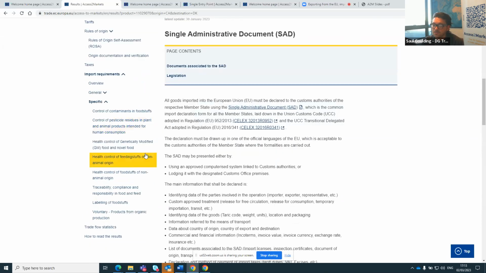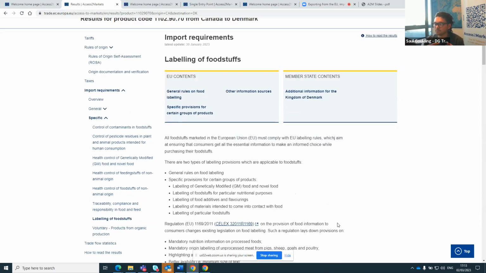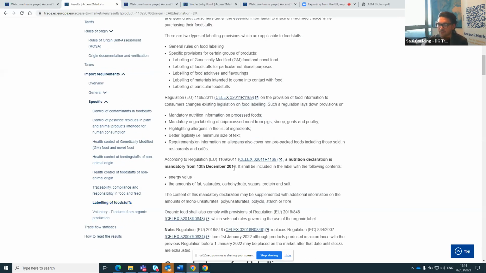And even when it comes to the specific, this actually goes to HS level. So if I choose a different product, the specific requirements for that product will also be listed here on the left. So here of course, I'm looking at a foodstuff. So I'm looking at the different requirements I would need in order to get my Canadian rye flour to Denmark, and how I would need to look at the labeling requirements specific to Denmark for that.